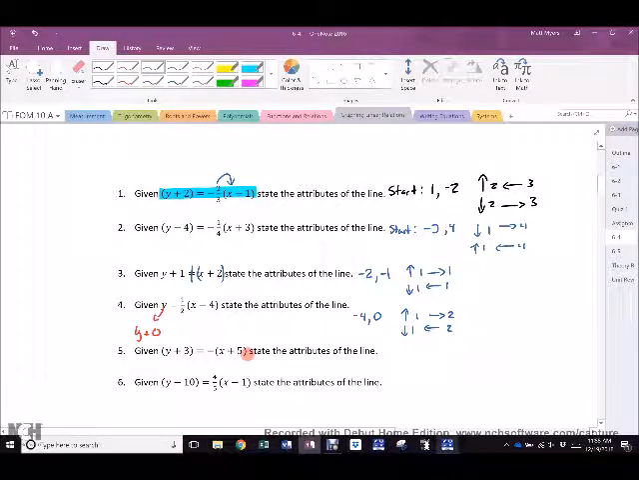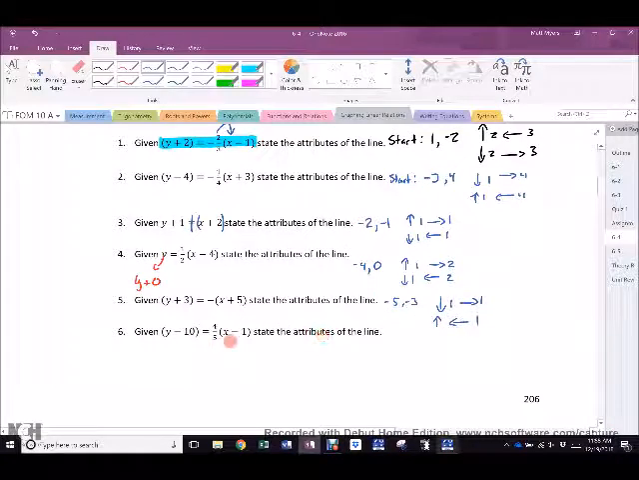What about this one? Do I have a starting point? What is it? -5, -3. What's my slope? -1. So what do I do? Down 1, right 1, or up 1, left 1. And there's a nice easy one to finish up that requires no thought because you can do it as soon as you look at it. What is it? 110 and up 4, right 5, or down 4, left 5.